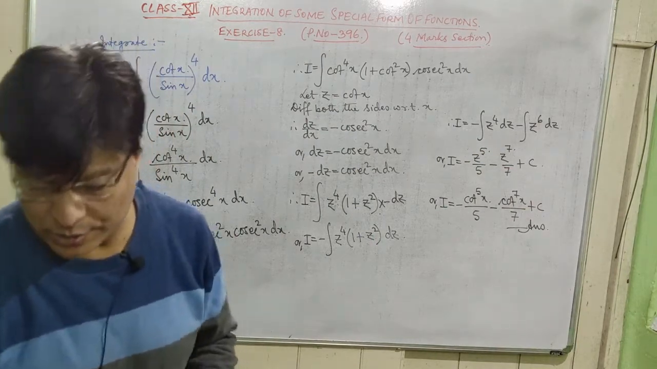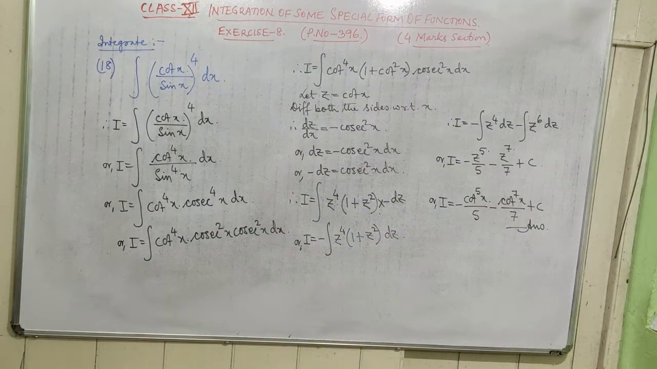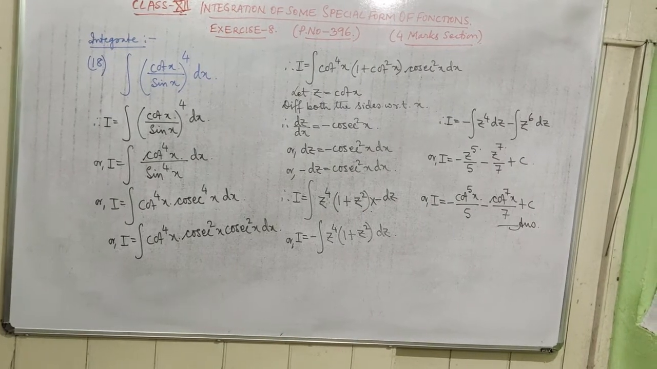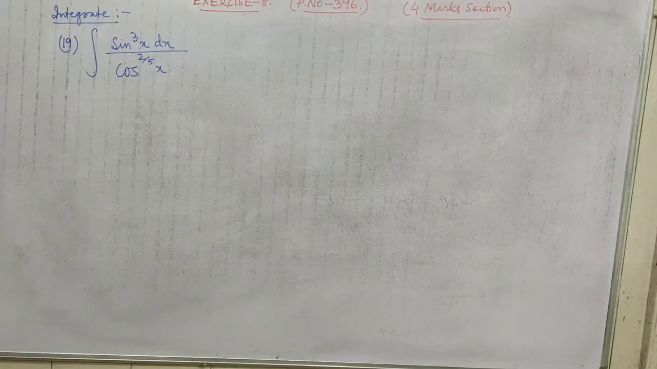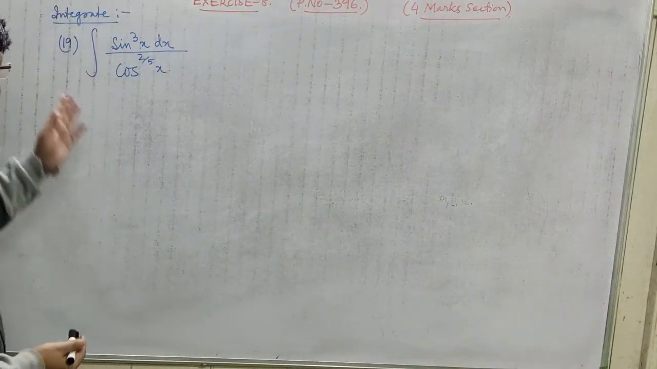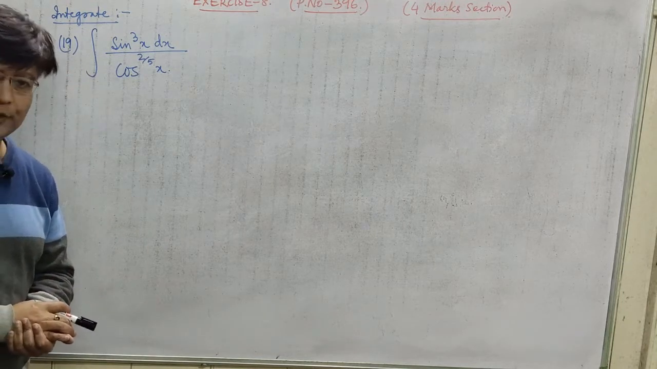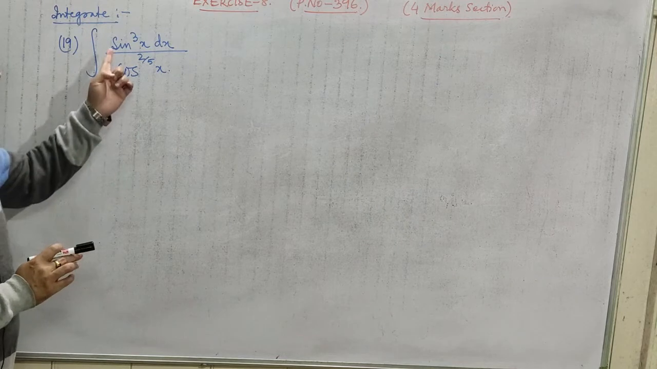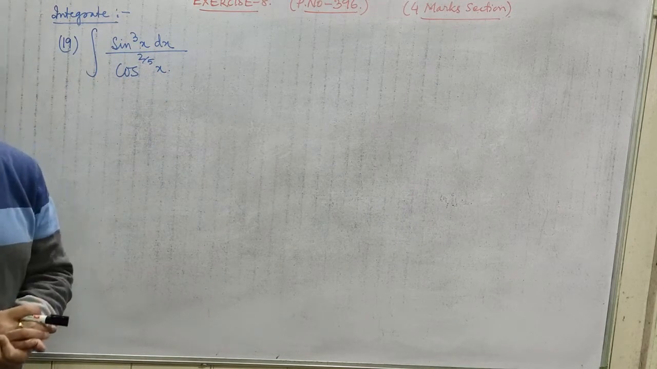Now we'll do the next question. So now we'll do the next question, that is question number 19. So let us evaluate this integration. The question is integration of sine cube x dx divided by cos to the power 2 by 5x.